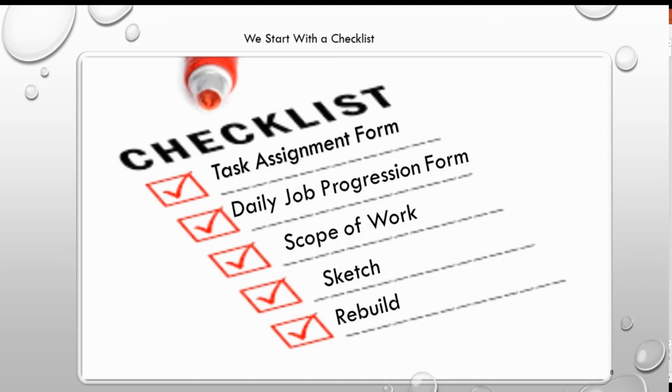On the checklist, you need different things that are customized to your company, but you need task assignment forms, daily job progression forms, scopes of work, sketches, rebuild estimate if you're going to do rebuild, and recommendations maybe to the client if you're not doing rebuild, if it's necessary. But you need a good checklist.